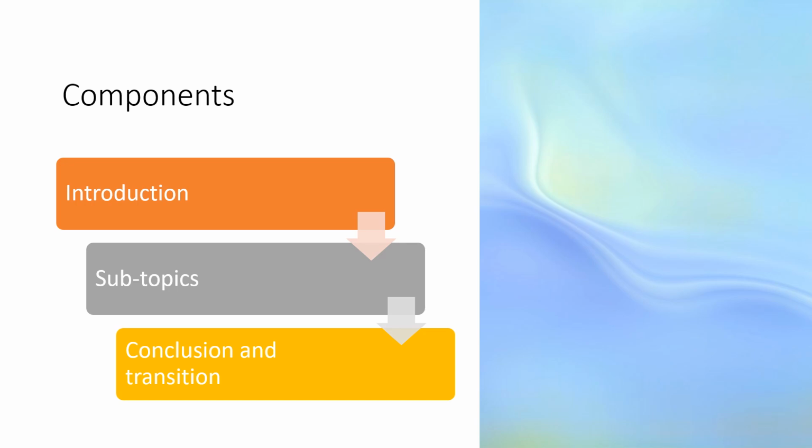There are three components to the literature review. The first is an introduction. Don't skip this part. Give me a broad view of the research to a narrow view of the research. What did you find when you searched your topic? The second component is your subtopics, and the third component is a conclusion and a transition. Let's go ahead and look at the introduction.